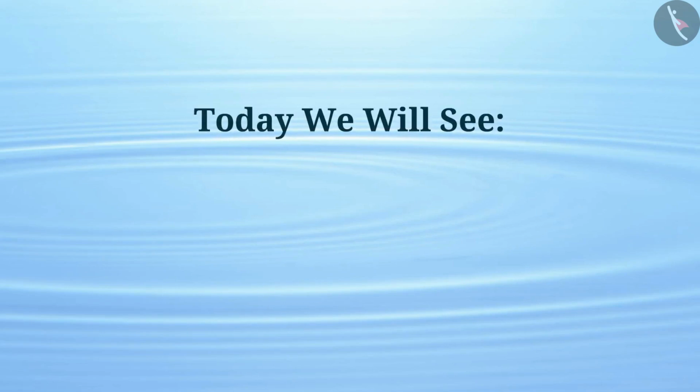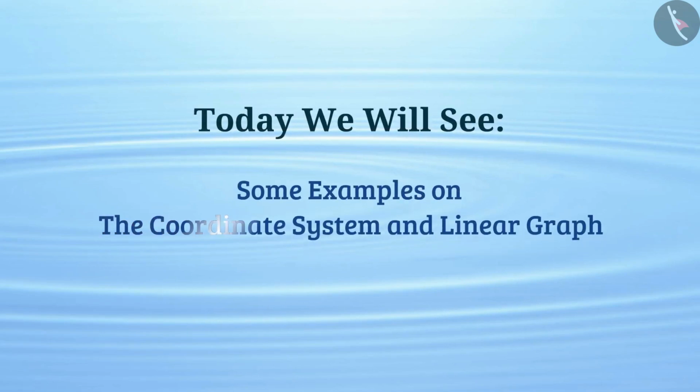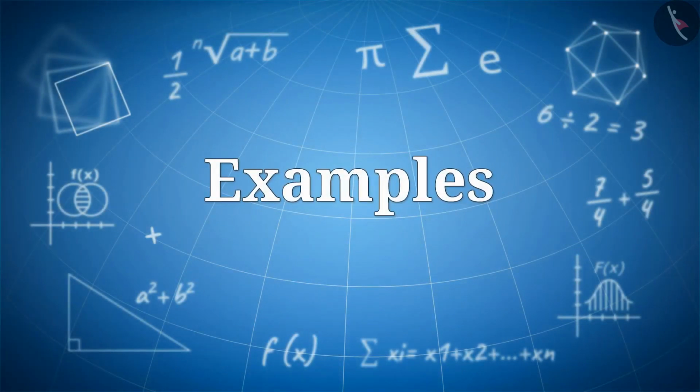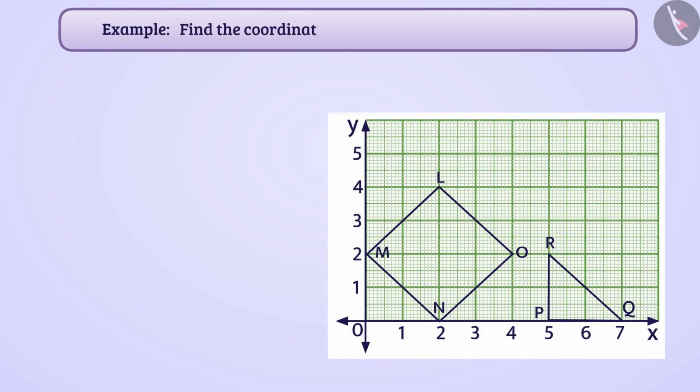Today we will see some examples on the coordinate system and linear graph. Find the coordinates of the vertices of the shown figures. The graph shows two figures, quadrilateral LMNO and triangle PQR. Let us find the coordinates of vertices of quadrilateral LMNO.